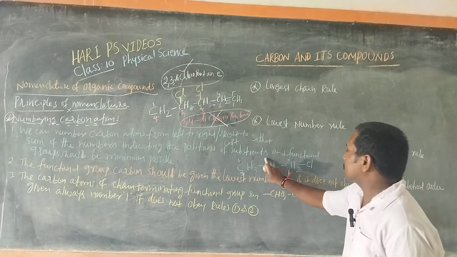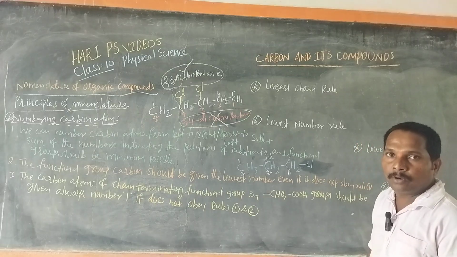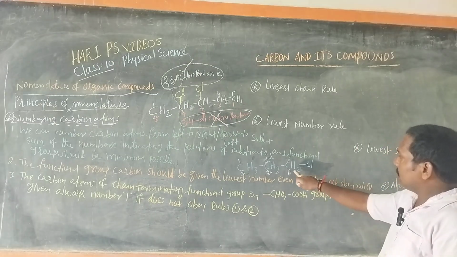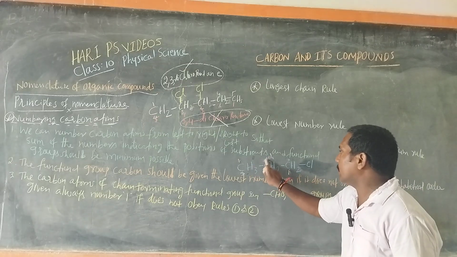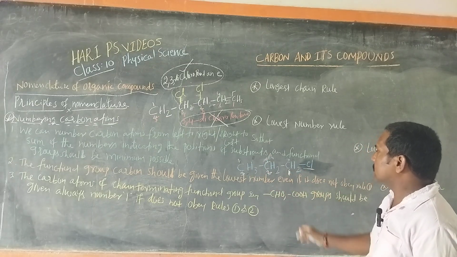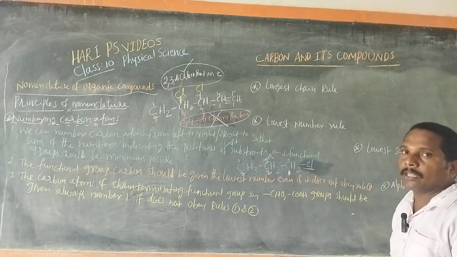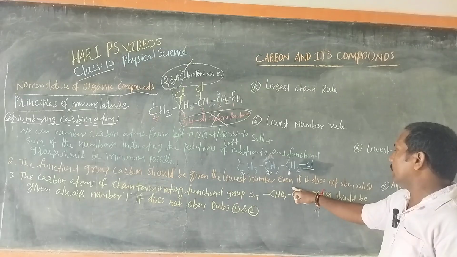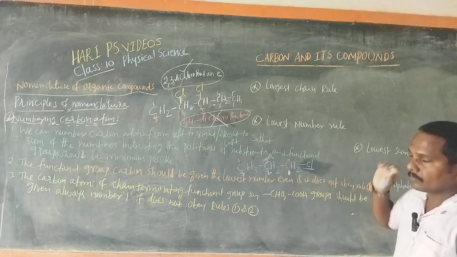If there is one more substitution, the priority is still this one. 1, 2, 3. Because the functional group contains carbon, the functional group carbon should be given the lowest number even if it does not obey rule 1.